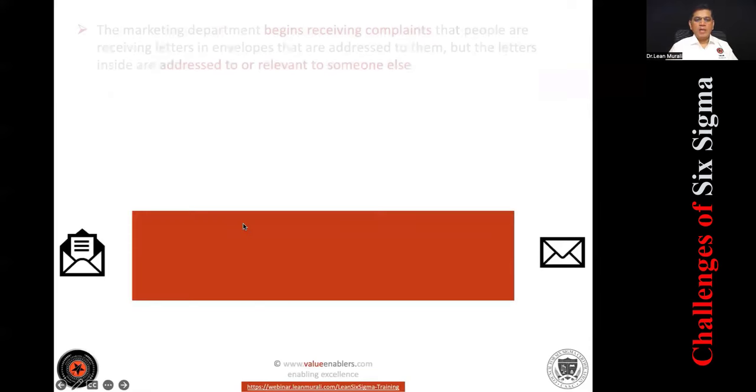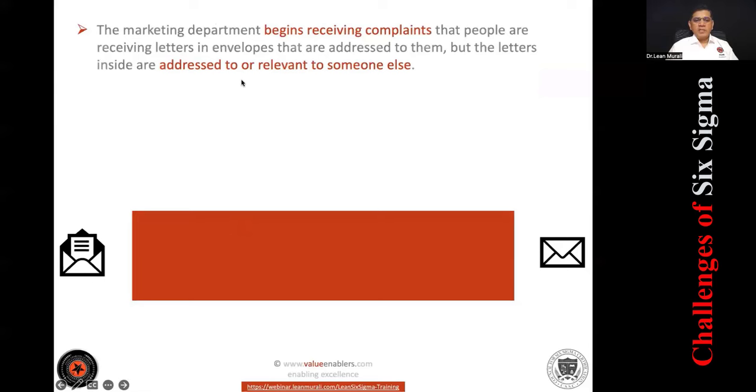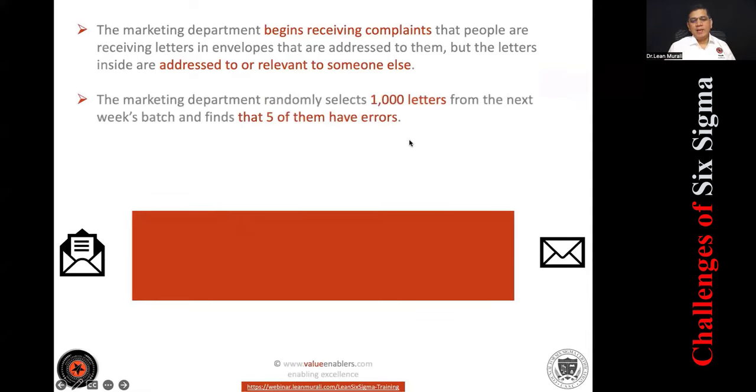This is clear. Now, the point here is the marketing department started receiving complaints. Any job you do, you receive complaints, right? The complaint was this: look, the envelope is addressed to me, but inside the letter is someone else's. So the marketing department said, hey, whatever you're going to dispatch, hold on. It took a random sample because they can't check all the 1.5 lakhs. They took a random sample of 1,000 letters and saw 5 of them had errors.